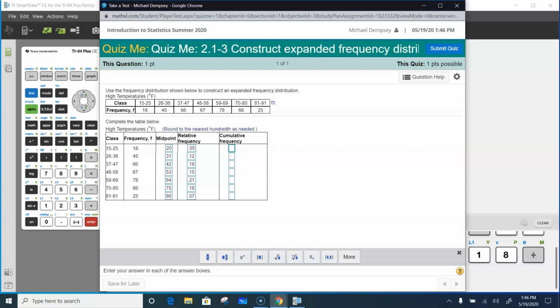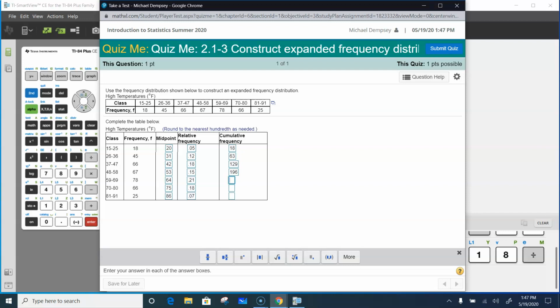So cumulative frequencies, what am I doing here? Well, after my first entry, I only have a total of 18. But in the next one, I'm going to have 18 plus 45, and that's 63. Now to get this next number, I'm going to take that 63 and add the 66 to it. I just keep on adding. So now I'm up at 129. Then I'm going to take 129 and add 67 to it. Puts me at 196, and so on. I'm just going to keep adding. So by the time I get to the end here, I should have 365. I should be at my total.